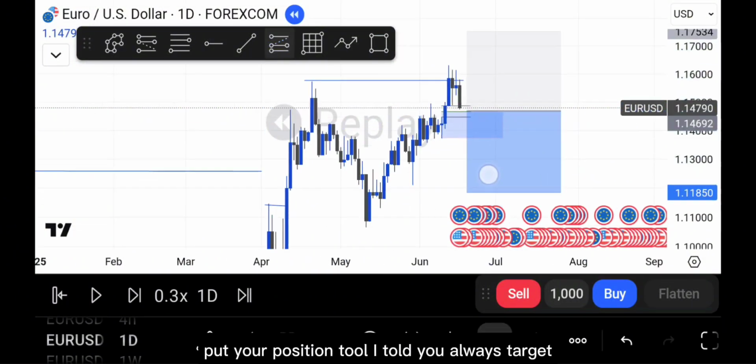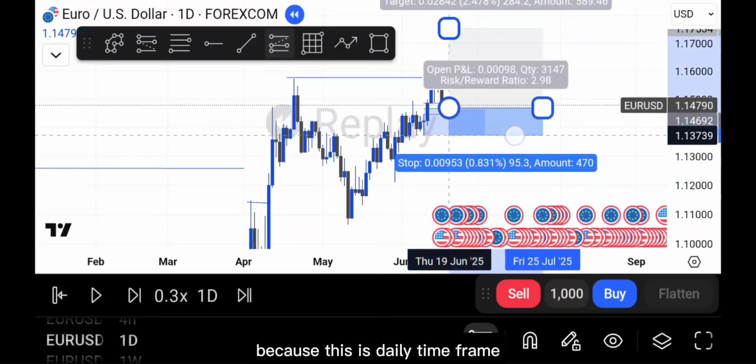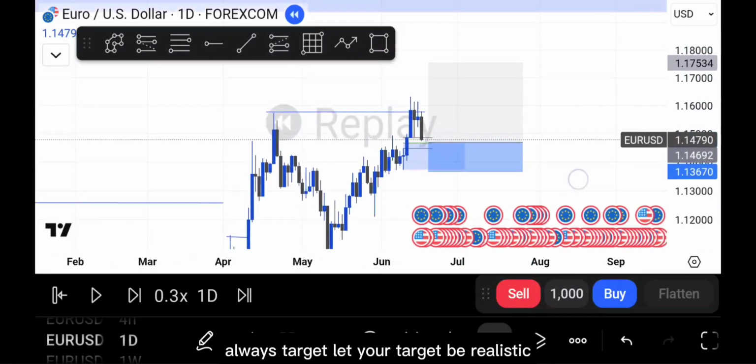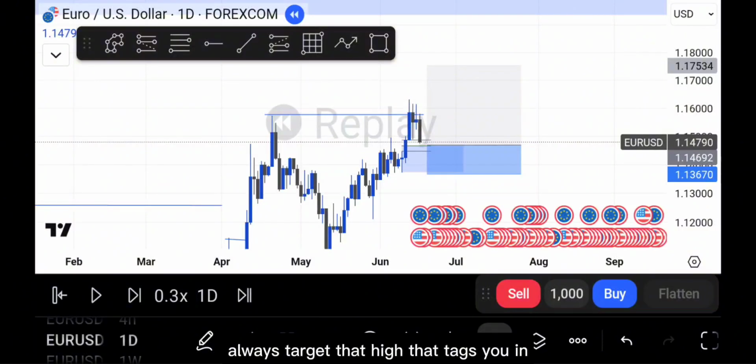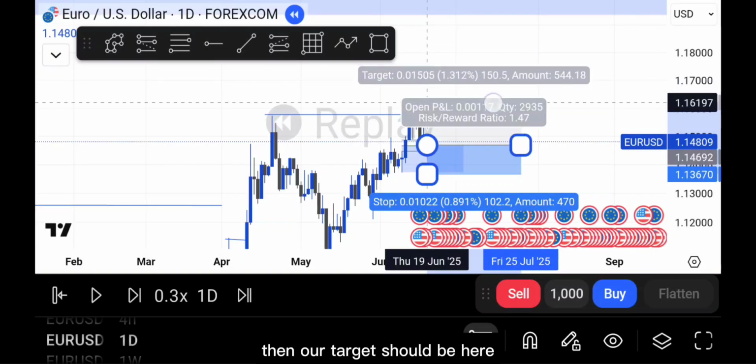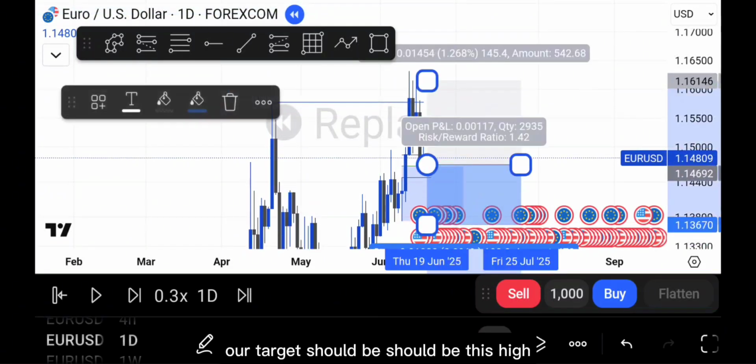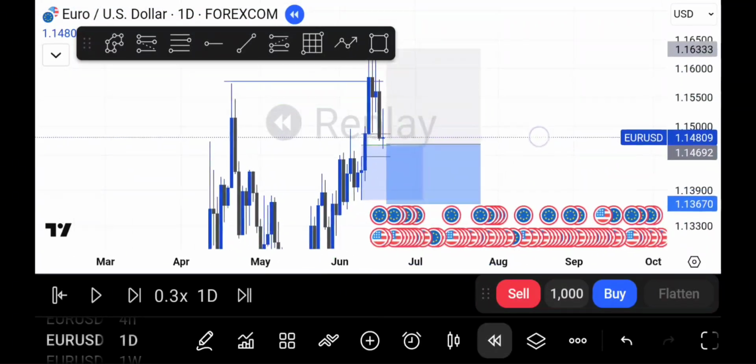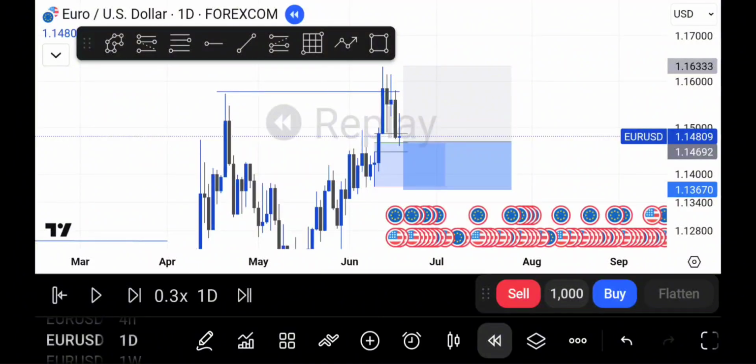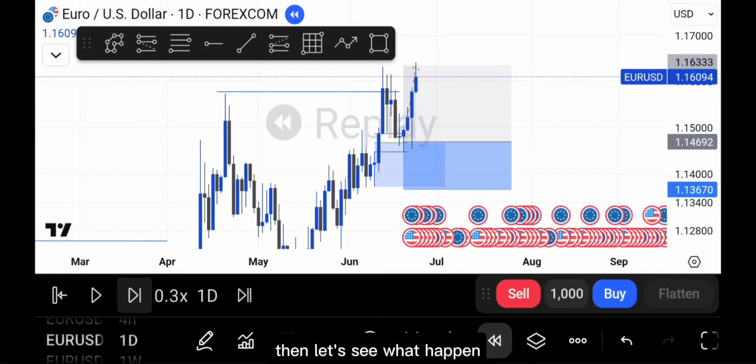Then put your position. I told you, because this is the daily time frame, always let your target be realistic. Always target the high that tagged you in. Let's see if this will tag us in. Okay, we are tagged in, then our target should be here. Our target should be this high. It's as simple as that. Then let's see what happened.